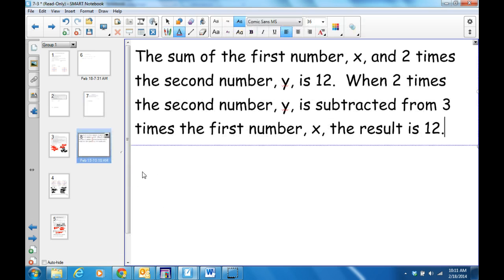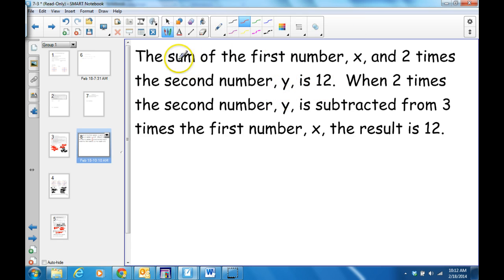Here we have an example of two distinct numbers that we need to find out what they are. They've given us some clues, and we need to write this out in math. It's in English right now. So let's look at the first sentence. It says the sum of the first number, x, and 2 times the second number, y, is 12.